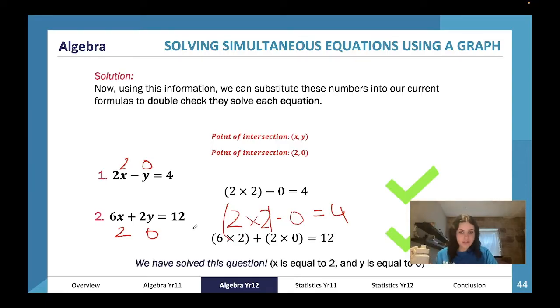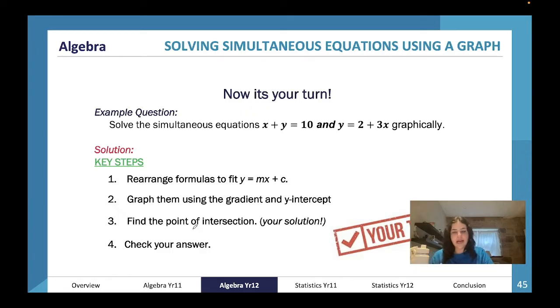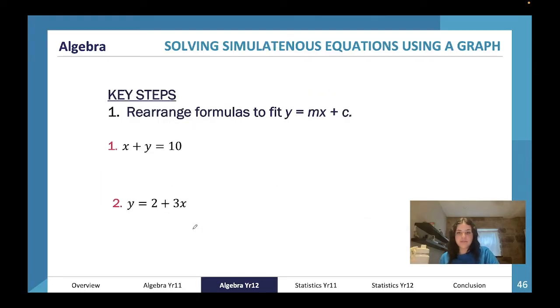Okay, we've now solved this equation. x is equal to 2, y is equal to 0. Okay, now it's your turn. Solve the simultaneous equations x plus y equals 10 and y equals 2 plus 3x graphically. So here are your key steps. Number 1, rearrange the formulas to fit y equals mx plus c. 2, graph them using the gradient and y-intercept. 3, find the point of intersection, which is your solution. And 4, check your answer.